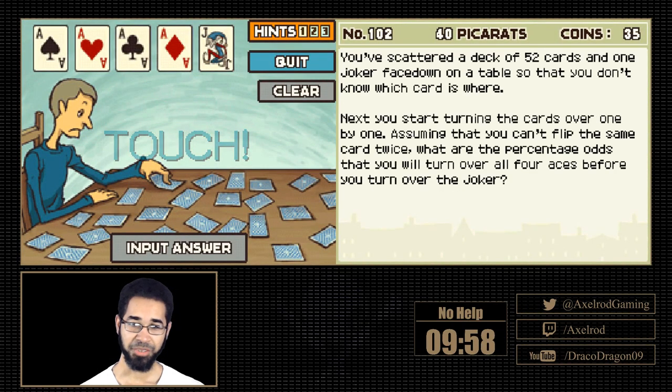You've scattered a deck of 52 cards and 1 joker face down on the table so that you don't know which card is where. Next, you start turning the cards over one by one. Assuming that you can't flip the same card twice, what are the percentage odds that you will turn over all 4 aces before you turn over the joker?